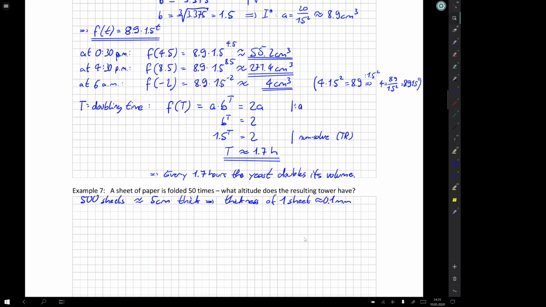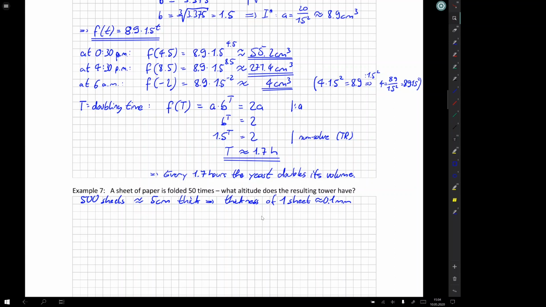One way of estimating the thickness of a sheet of paper is to say that a packet of 500 sheets is approximately 5 centimeters thick. So the thickness of one sheet is approximately 5/500 of a centimeter, which is just 0.1 millimeters. Now calculate the height of the resulting tower on your own, stop the film, and here comes the result.